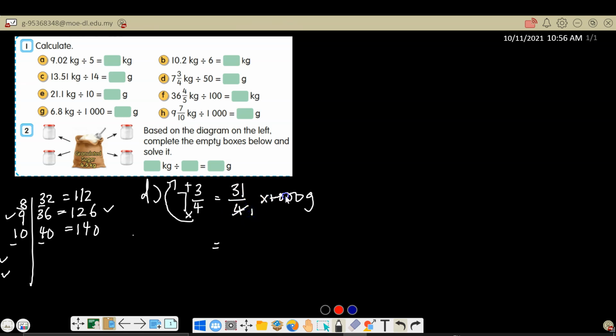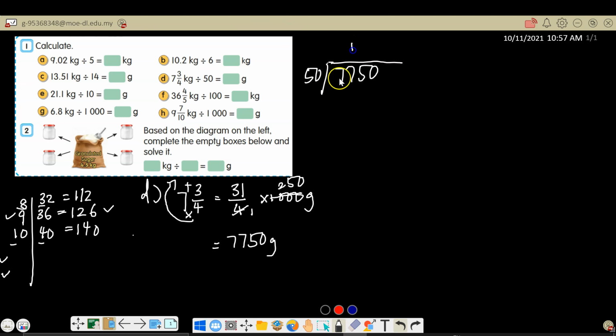Then you divide 4. Divide 4 is 250, and then 31 times 250 is 7750 gram. Then we divide 50. Okay, this one I won't have to create a new table because 50 is the same as 5 with an extra 0. Okay, table 50 is the same as table 5 plus a 0 behind.